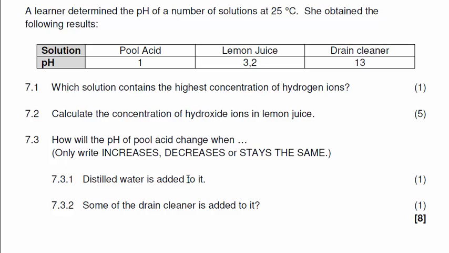Okay. What would happen if drain cleaner is added to it? Increase. It will also increase, huh? Yeah. Quite a bit more. Okay.